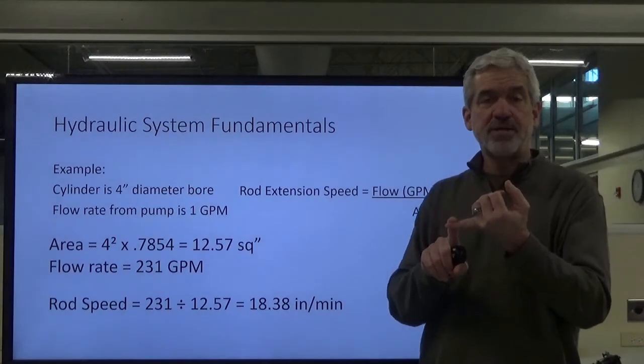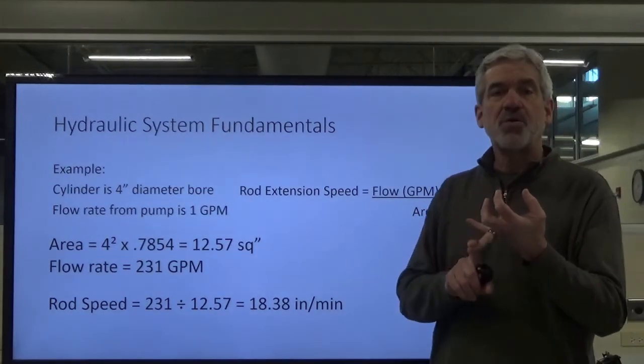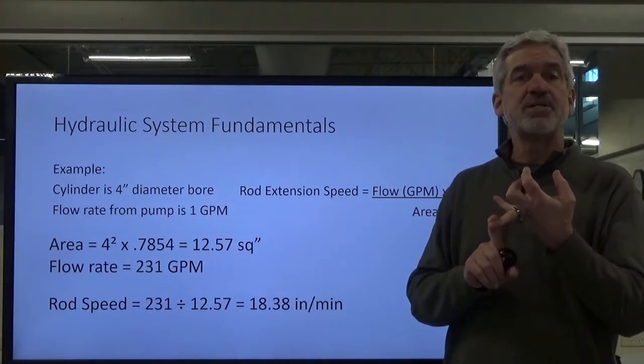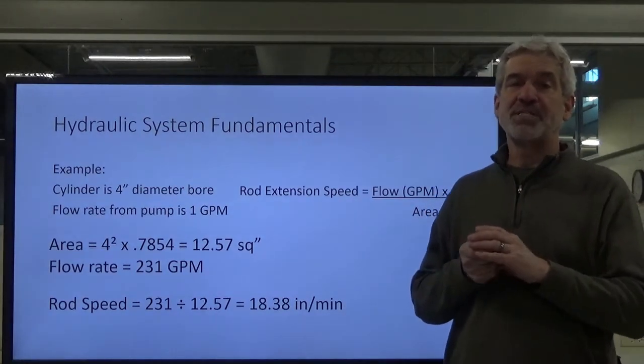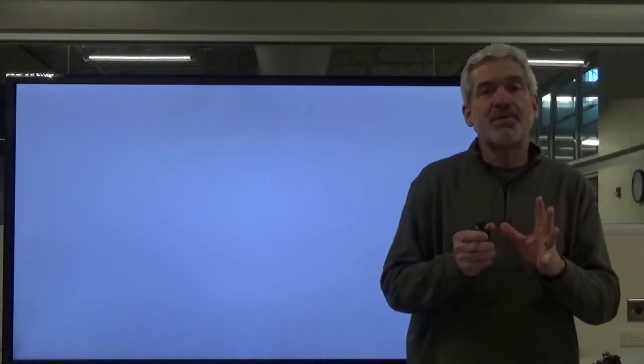Flow, which you can find with our flow meter, and also the surface area of the piston. And we found a new way to determine that by simply squaring the diameter and multiplying it by 0.7854. So that's going to take care of this segment right here.